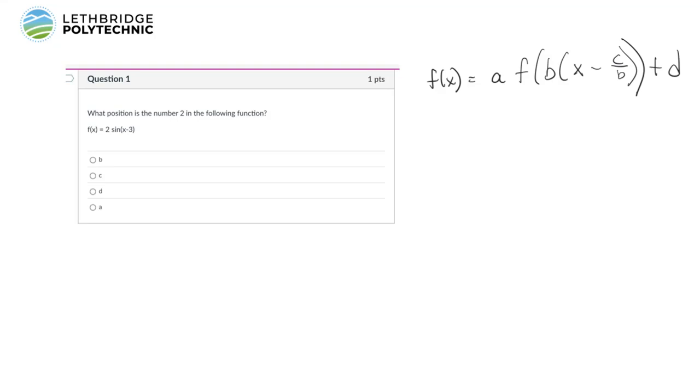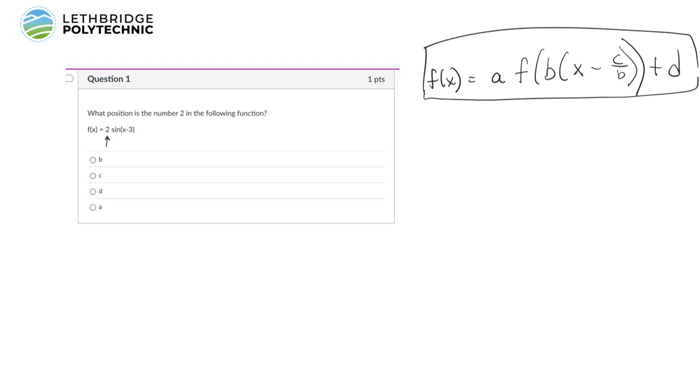Okay, here's just a little precursor to looking at transformations. So the question says, what position is the number 2 in the following function? That's that one right there. So I look here at this function.